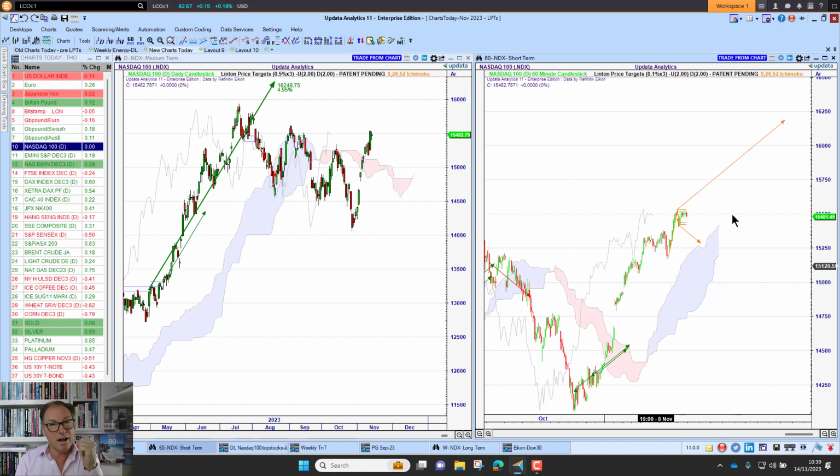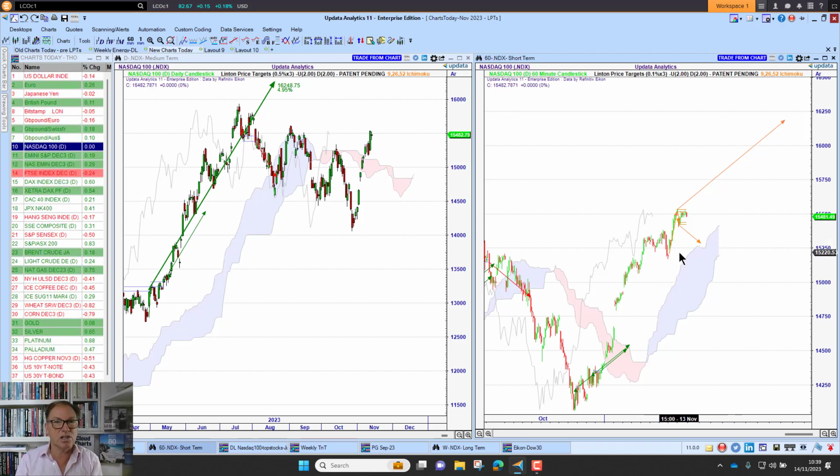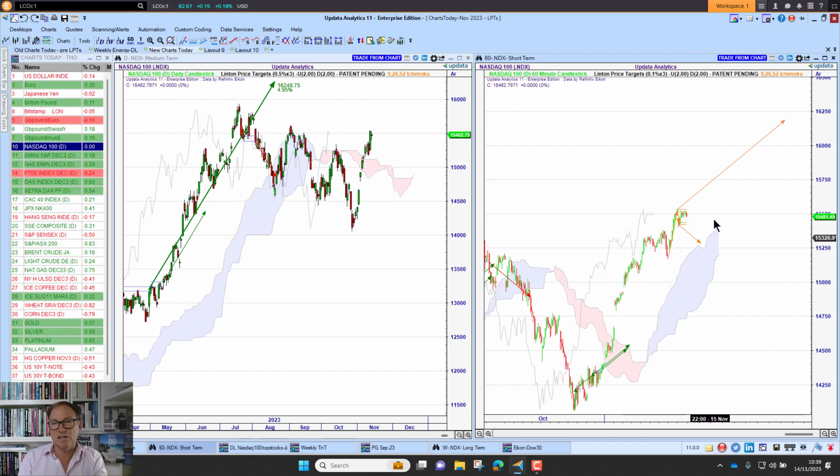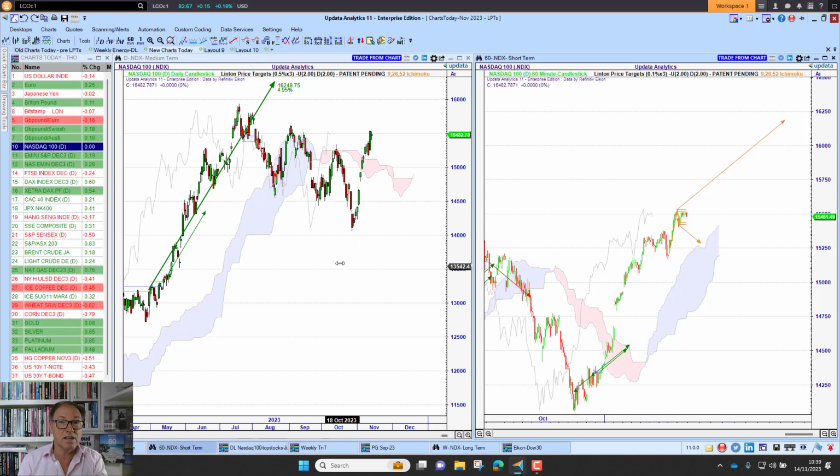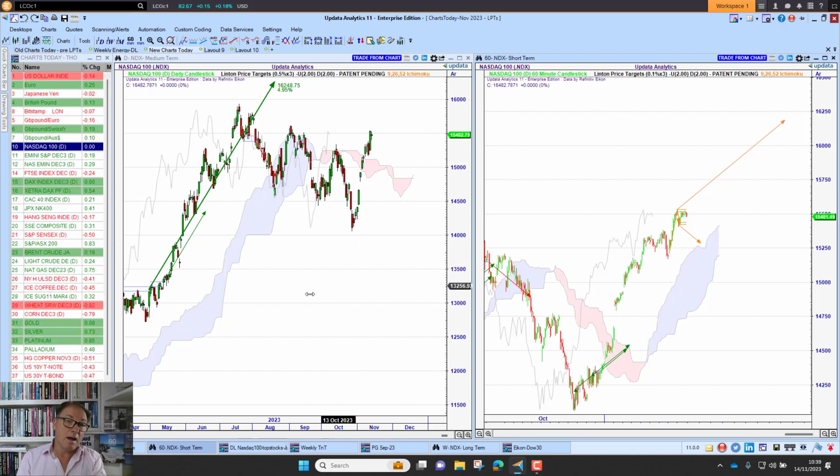If you want to watch this in micro terms, look at the 1-minute chart where you'll actually see the picture unfolding in real time. But for most traders and investors, the 60-minute chart is going to be enough. So that's where we are with the Nasdaq. Now, it was quite interesting yesterday.